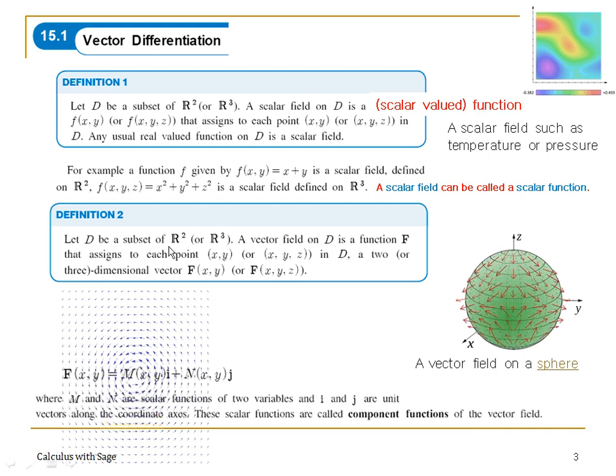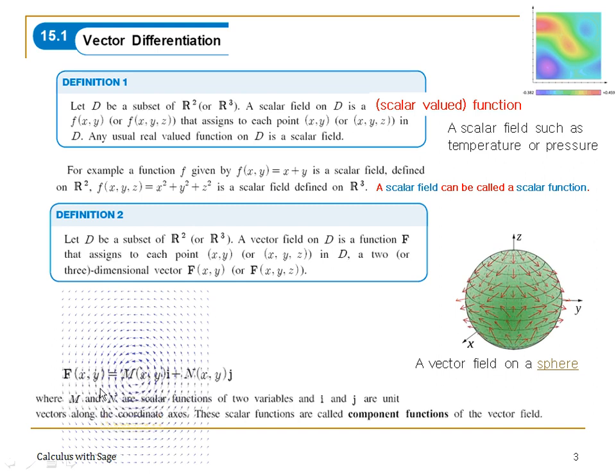Next, let D be a subset of R2 or R3. A vector field on D is a function F that assigns to each point (x, y) in D a 2- or 3-dimensional vector F(x, y). Here's an example of a vector field: F(x, y) = M(x, y) i + N(x, y) j, where M and N are scalar functions of two variables, and i and j are unit vectors along the coordinate axes. These scalar functions are called the component functions of this vector field.